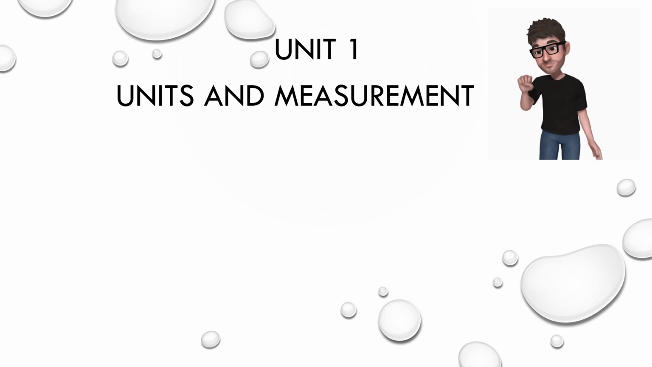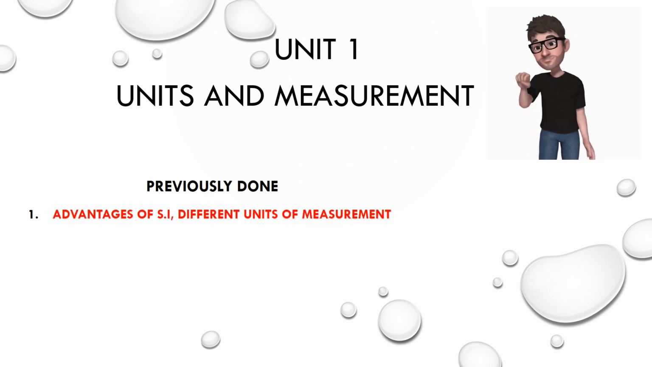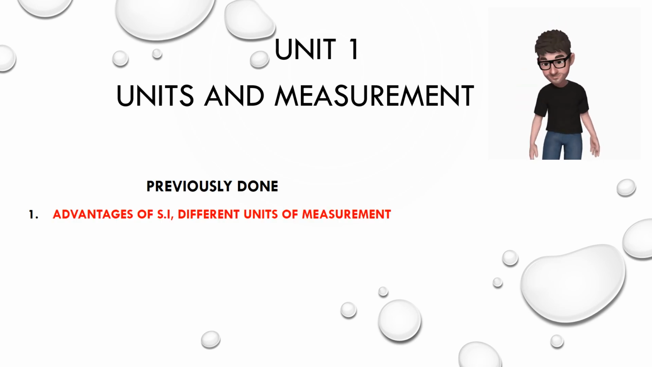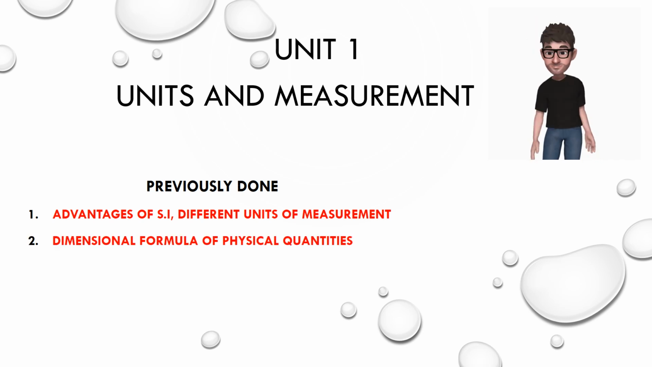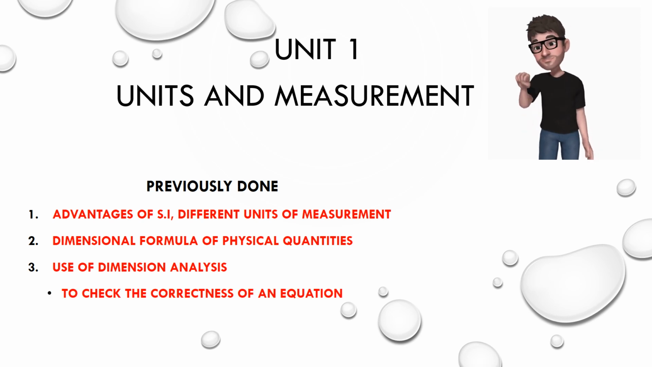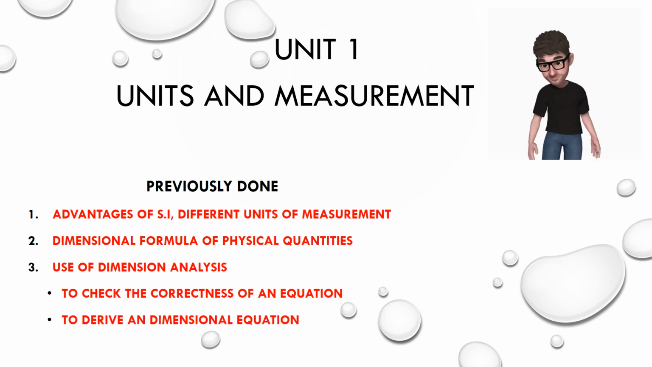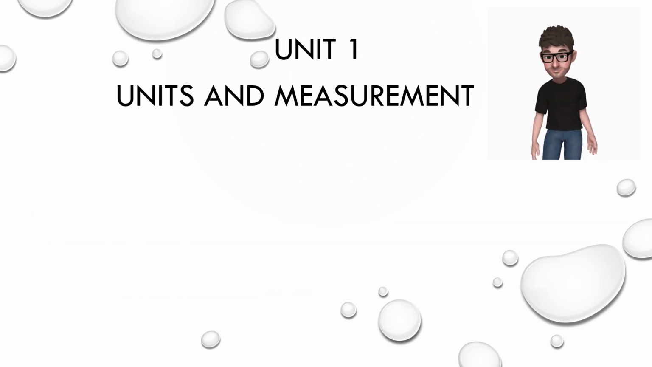Hello children, so we are back with unit 1, that is units and measurement, NCERT CBSE grade 11 physics syllabus. What we have done previously: the advantages of SI system, different units of measurement, dimensional formula of physical quantities, uses of dimensional analysis to check the correctness of an equation, to derive a dimensional formula. If you want to learn all this, check the previous videos.